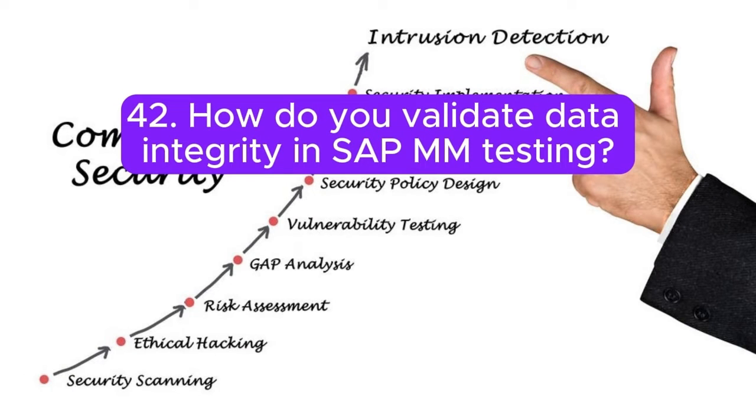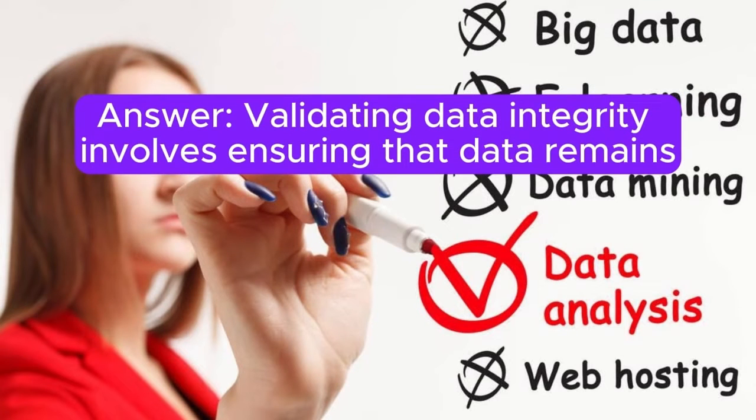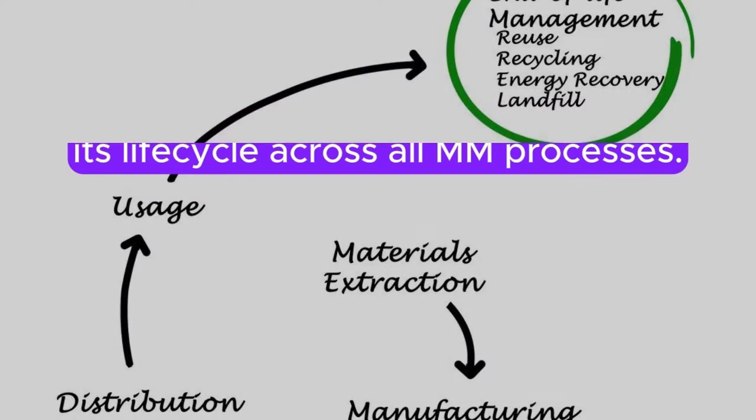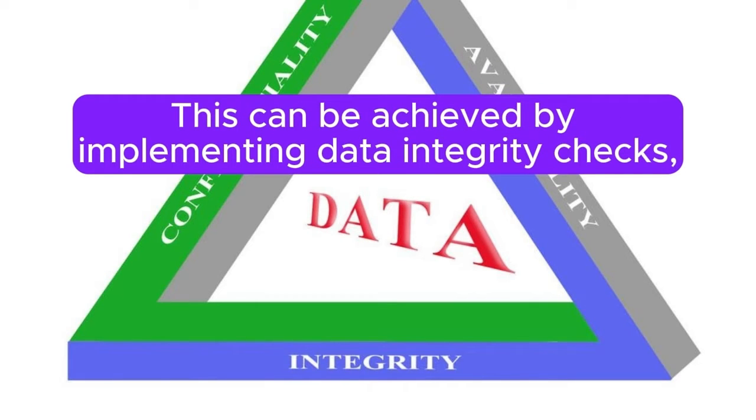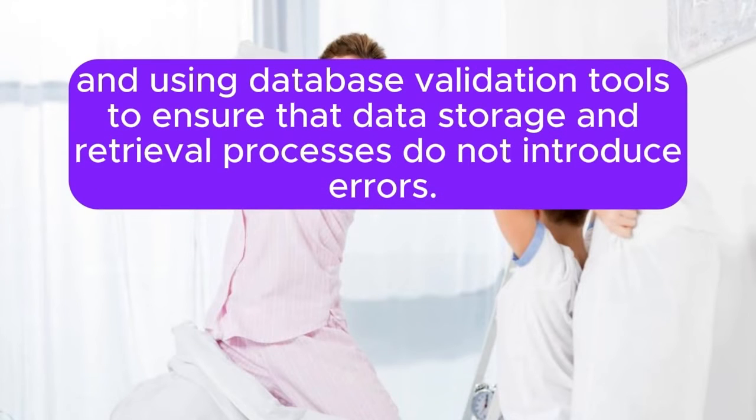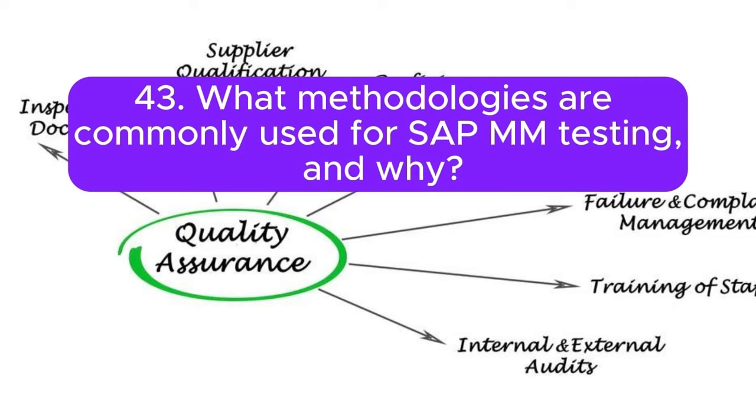42. How do you validate data integrity in SAP MM testing? Answer. Validating data integrity involves ensuring that data remains accurate and consistent throughout its life cycle across all MM processes. This can be achieved by implementing data integrity checks, such as verifying that transaction data matches across linked documents, for example, purchase orders and goods receipts, and using database validation tools to ensure that data storage and retrieval processes do not introduce errors.